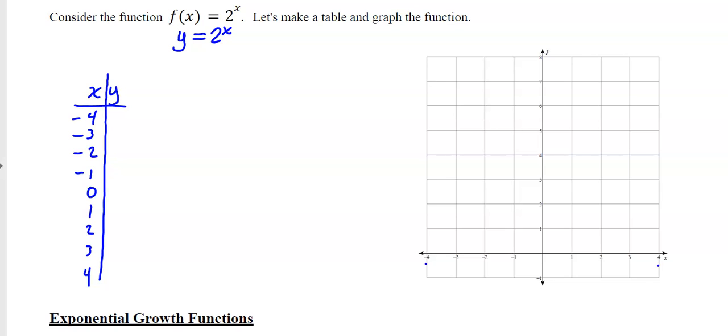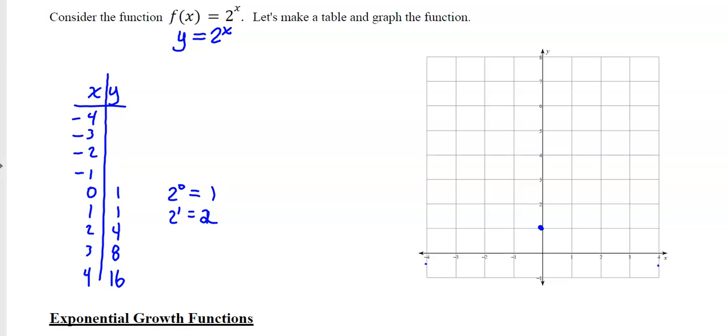So when I put 2 to the 0 power, anything to the 0 power is 1. So I know that this 0, 1 is on there, and it's commonly on a lot of graphs that are exponential, not all of them, but quite a few. And then if I use 1 as the exponent, 2 to the first, well, that's 2. 2 squared is 4. 2 to the third would be 8. And 2 to the fourth would be 16.